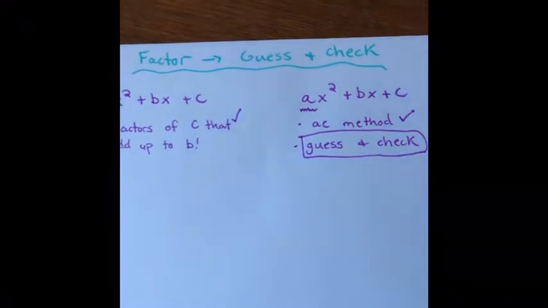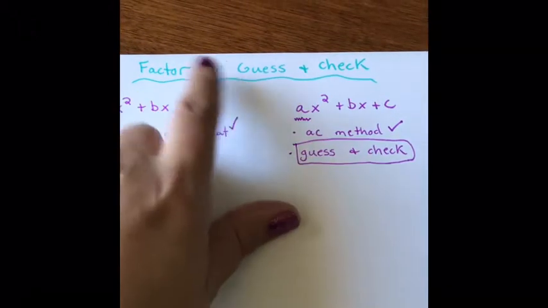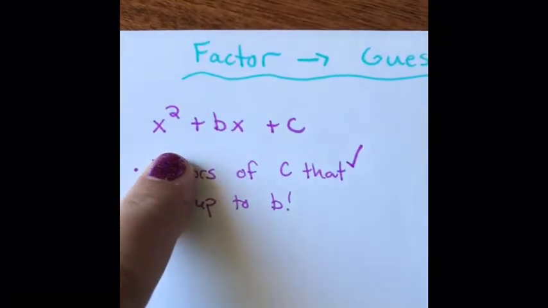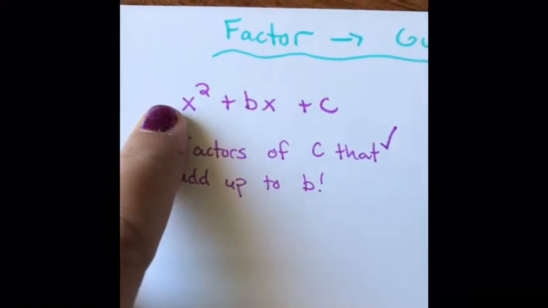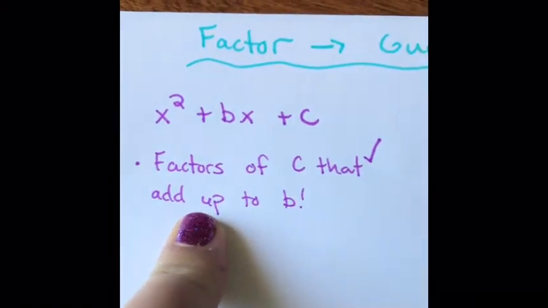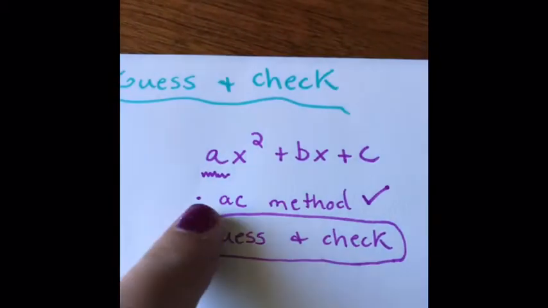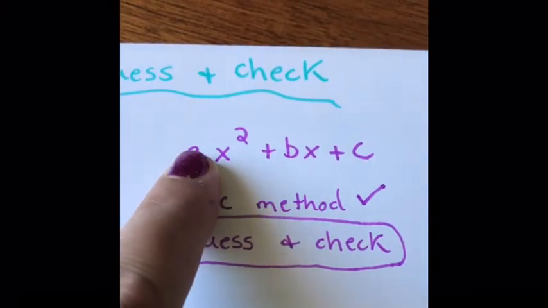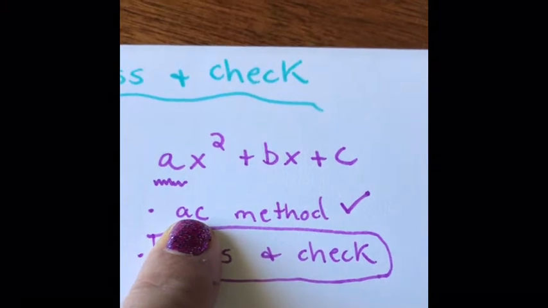All right, so here's another factoring video, and it's factoring trinomials using guess and check. You should have already watched the video which is just factoring a basic trinomial where there's no leading coefficient, and it's factors of c that add up to b. And then you should have watched the video where things get a little more complicated when we have a leading coefficient, a number in front of x squared, and I showed you the AC method.